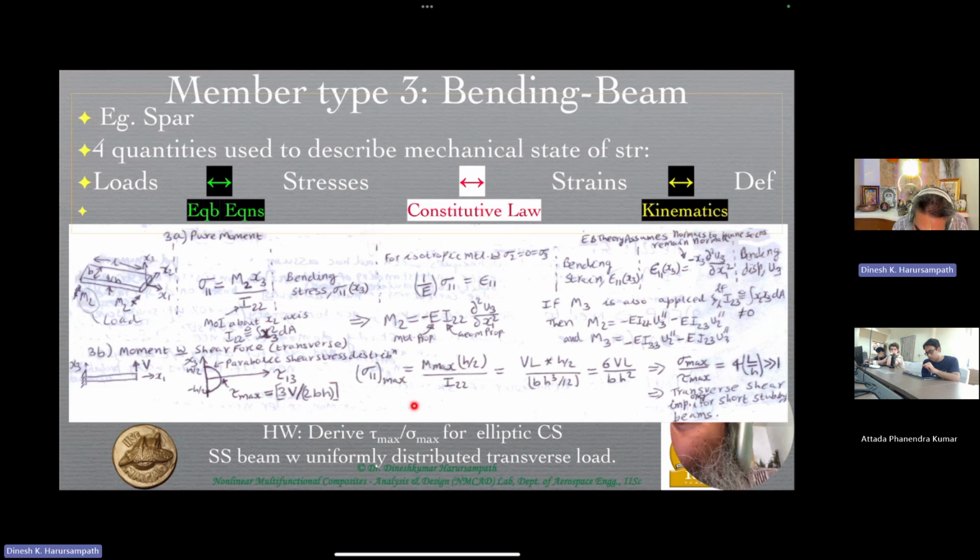Okay, now if you just want to compare the magnitudes of tau 13 and the sigma, which is coming over here, sigma 11, for the simple rectangular cross-sectional case, then you will see that sigma 11 max, because the expression is this over here, that's equal to the moment, which is a constant. If the moment is changing along the length in a bending moment diagram, you have to take that location or that particular cross-section where it is maximum.